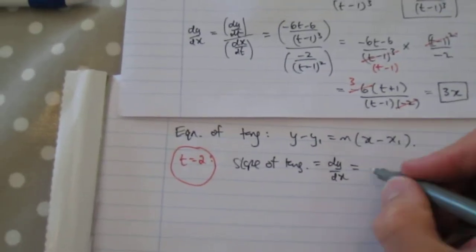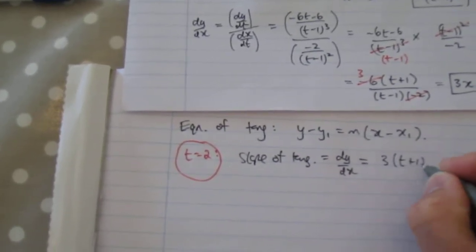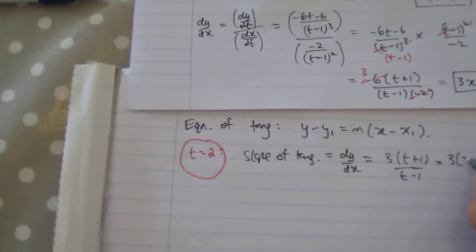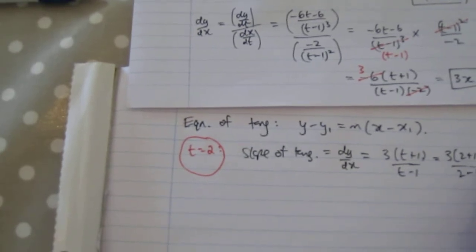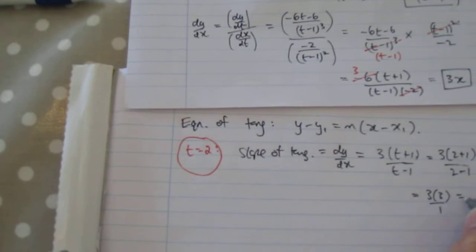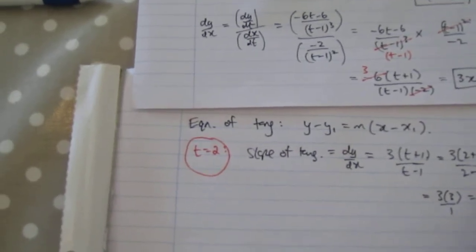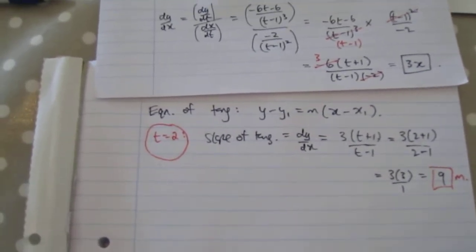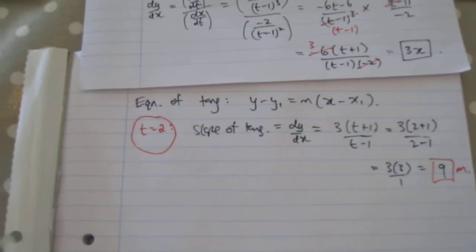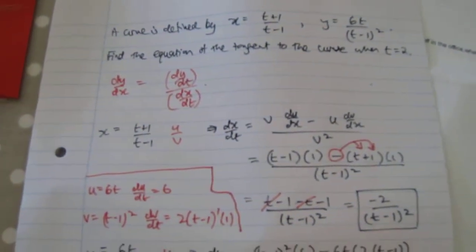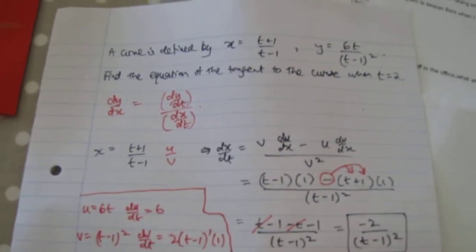if we go up to here, it's 3 times t plus 1 over t minus 1. So when t is 2, that's 3 times 2 plus 1 over 2 minus 1. So that's 3 times 3 over 1, so that's equal to 9. So the slope of the tangent in this case is going to be 9. In order to find the equation of the tangent, we now need to find what x and y are. So to find what x and y are, we go right back up to the start, where a curve is defined by x and y.